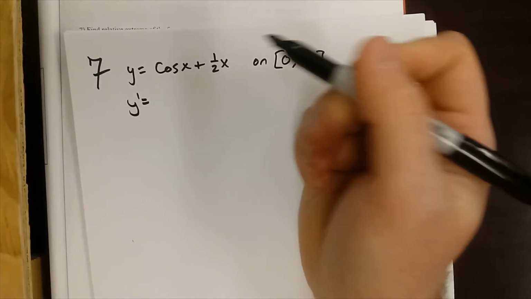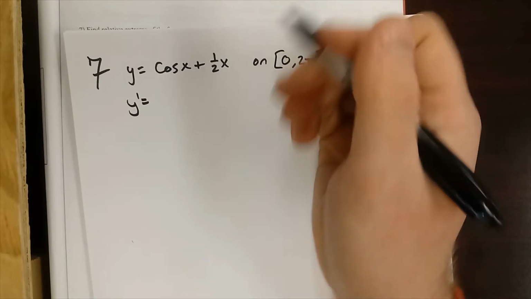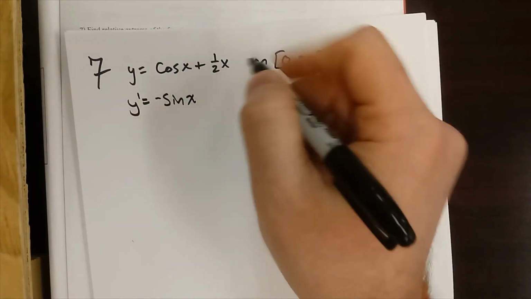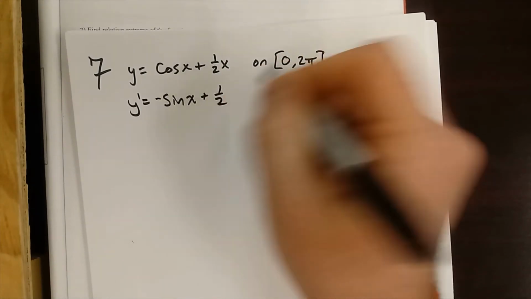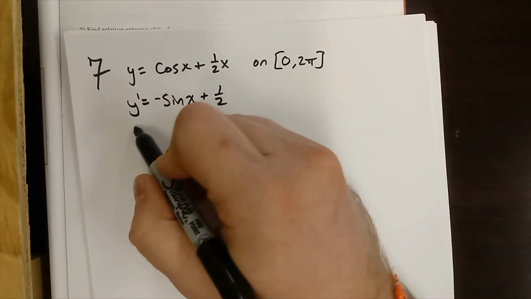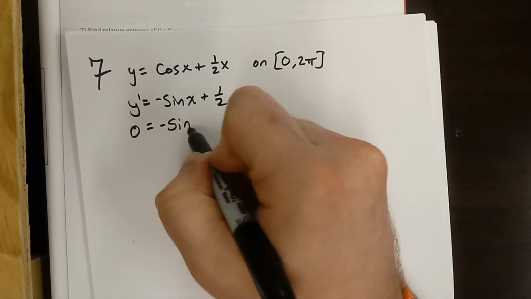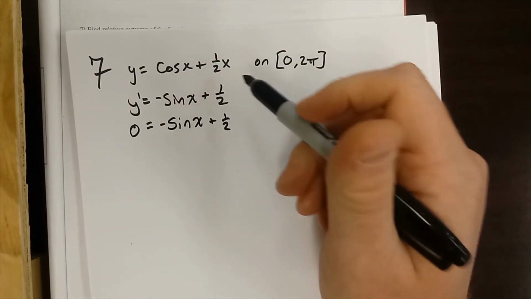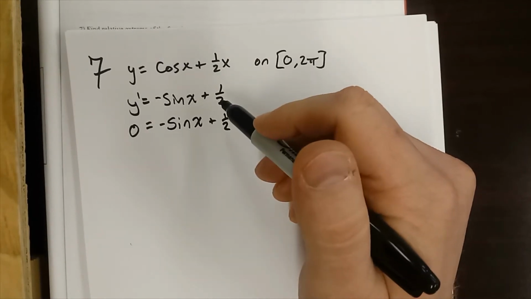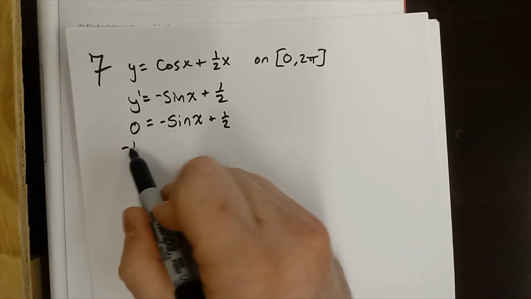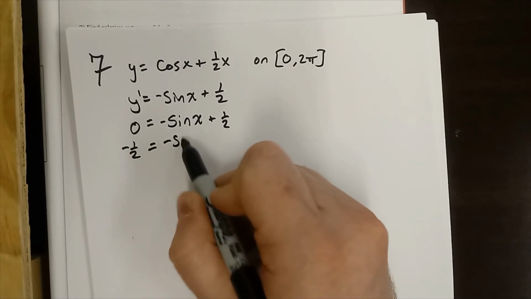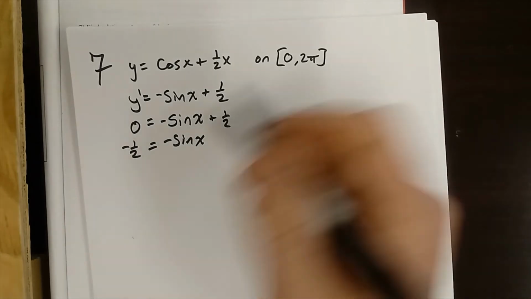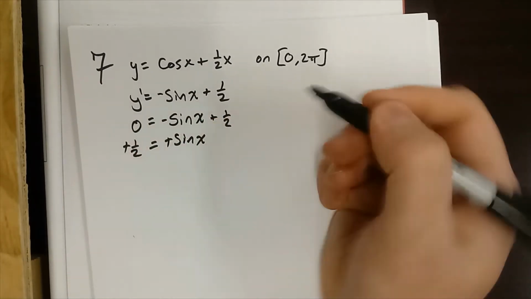Since I wrote y, I'm sticking with y. I could have written f, which is what the problem said, but you know. The derivative of cosine is negative sine, and then the derivative of 1/2 x is plus 1/2. And so we are trying to say, hey, when does this equal 0 or undefined? And I just want to remind you, sine and cosine are always defined. The other trig functions could have issues. So I'll subtract the 1/2 from both sides and get negative 1/2 is equal to negative sine x, divide both sides by negative 1, or however you want to think about that.